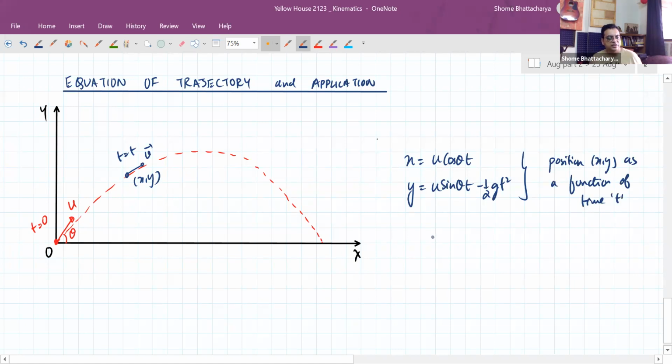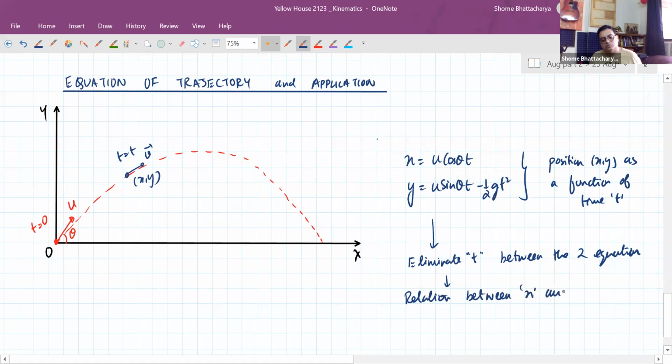Now from this only we generate the equation of trajectory. So if we eliminate time between the two equations, we get a relation between x and y. That relation represents the equation of trajectory.